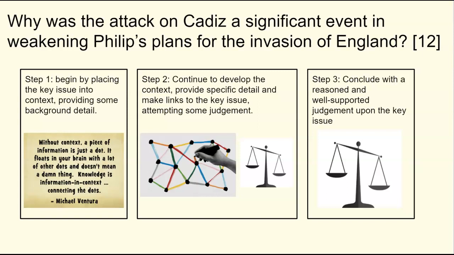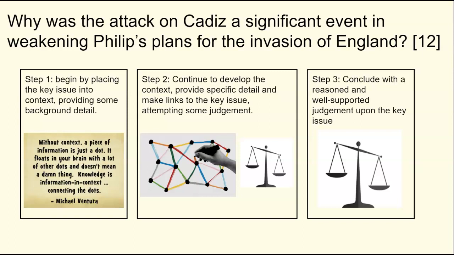So what I mean by place this key issue into context is I mean tell me why the attack on Cadiz happened, tell me what the Armada is, tell me what Philip's plan is for invading England, tell me what the surrounding information is, so that it is proof to the examiner that you know this didn't just randomly happen in isolation. It happened as a series of events.